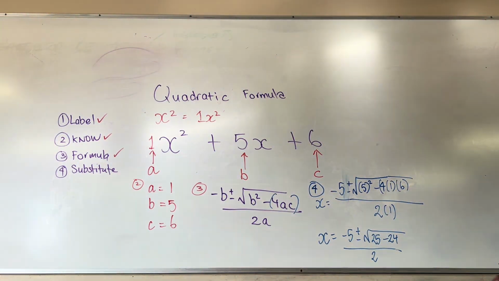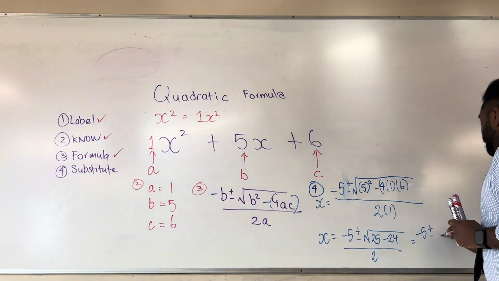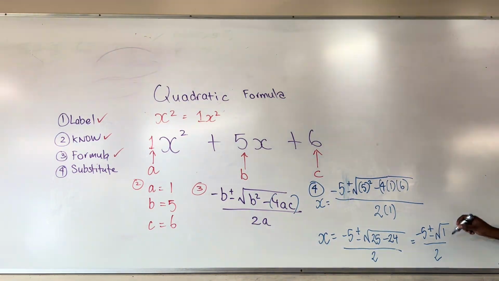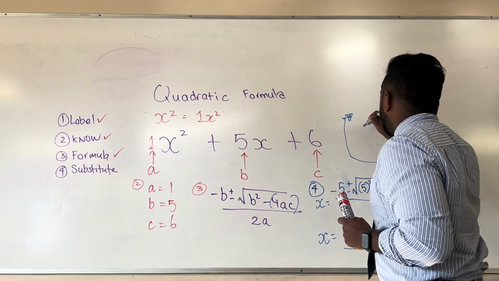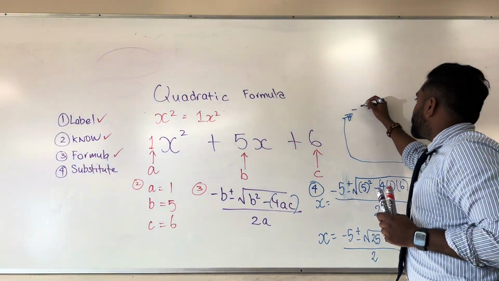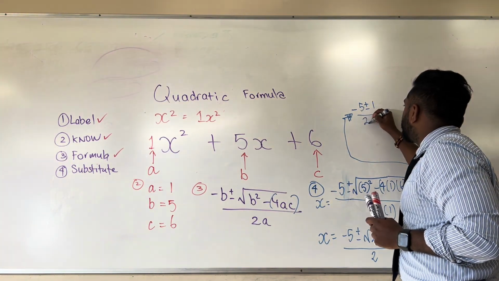So I'm just going to write here negative 5 plus or minus square root of 25 take away 24, square root of 1 over 2. Now, what's the square root of 1? It's actually a 1. So now we've got, if we had space at the bottom, I'd keep going down, but we don't have space. So I'm bringing it up here. So that's basically negative 5 plus or minus 1 over 2.